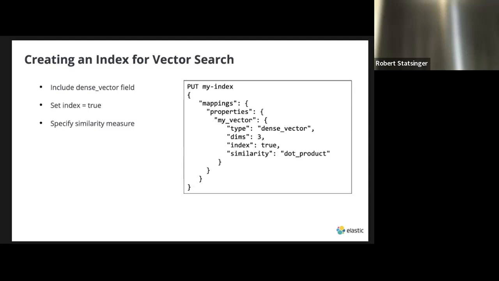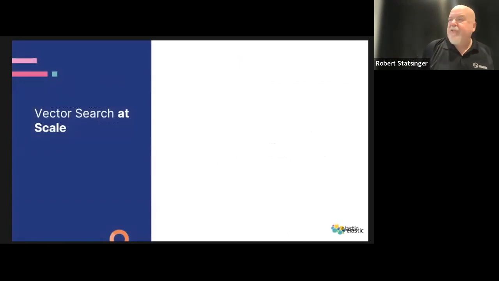You have to assign index to true. Okay, and then you assign a similarity measure. And then you're off and running. And then you're prepared to do vector search at scale.